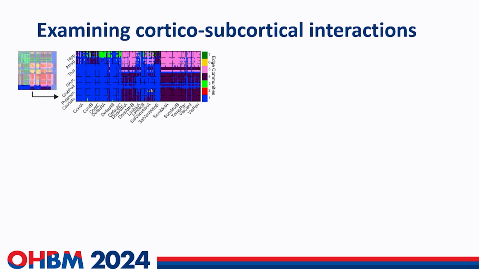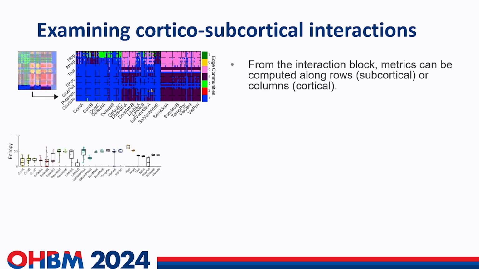So instead of taking the whole matrix, which is a lot of information, I wanted to focus just on the cortico-subcortical interactions. So we pull out this subgraph, which only looks at the edges between the subcortex and the cortex. And from this interaction block, we can now compute metrics either along rows or along columns, and we get insight about whether it's subcortical or cortical information that we're looking at.